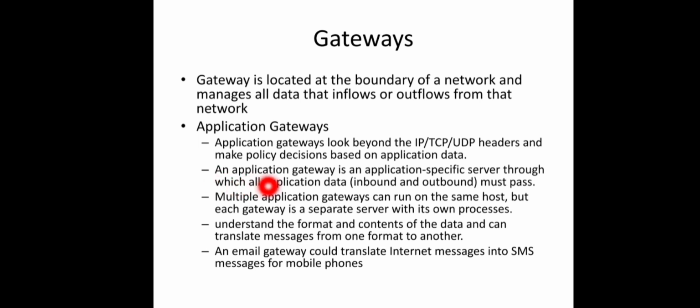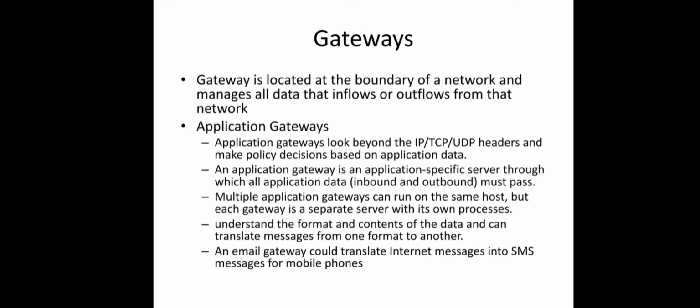An application gateway is an application specific server through which all application data must pass. Usually it acts as a proxy server in many cases, such as firewalls. Multiple application gateways can run on the same host, but each gateway is a separate server with its own processes. So definitely each gateway can understand the format and contents of its own application specific data, right?